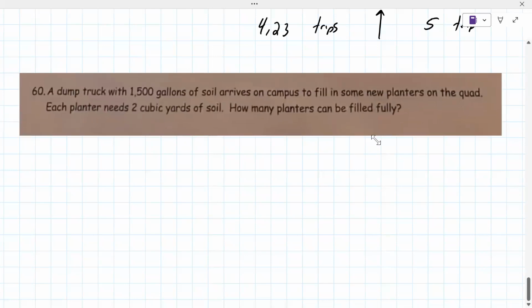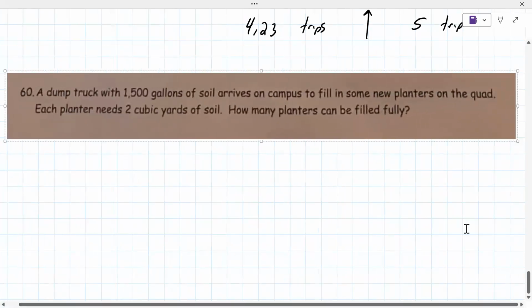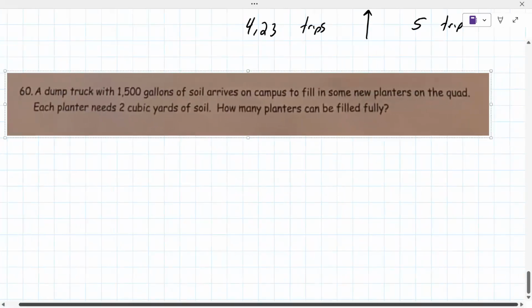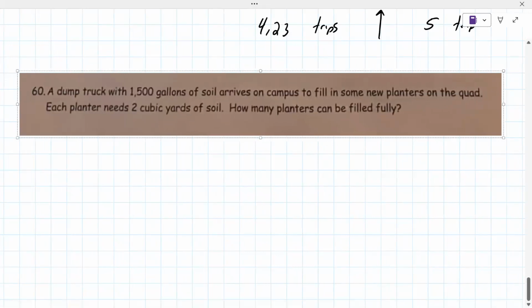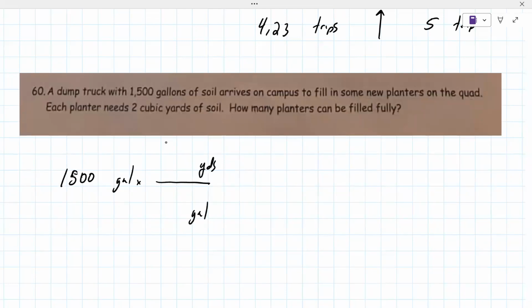All right, a dump truck with 1,500 gallons of soil arrives on campus to fill in some new planters on the quad. Each planter needs 2 cubic yards of soil. How many planters can be filled fully? Okay, so we got 1,500 gallons. That's what we're starting with, what we're given. And we need to go gallons to yards if we can. Hopefully there is that. I don't remember if there is.